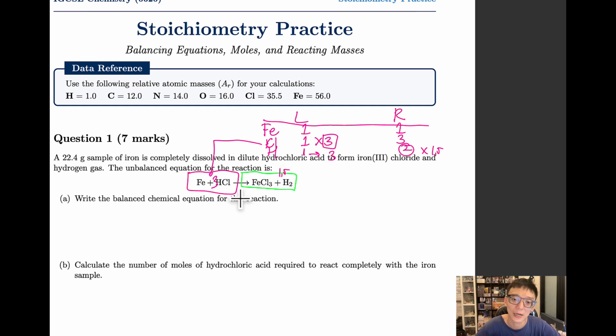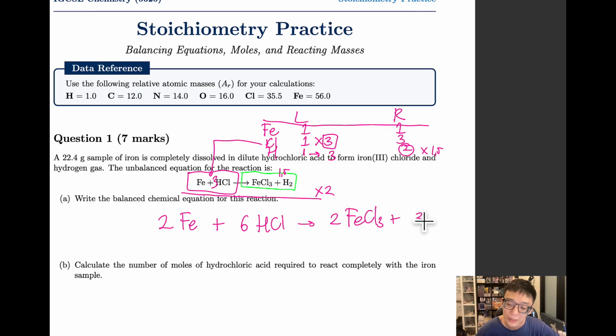So to make this all a whole number, for example, I could multiply everything by 2. So here I have 2 Fe and 6 HCl. It will form 2 FeCl3 and 3 H2. So 2, 6, 2, 3 here. If you leave it at 1.5, that's still okay. But it will make it a little bit confusing.